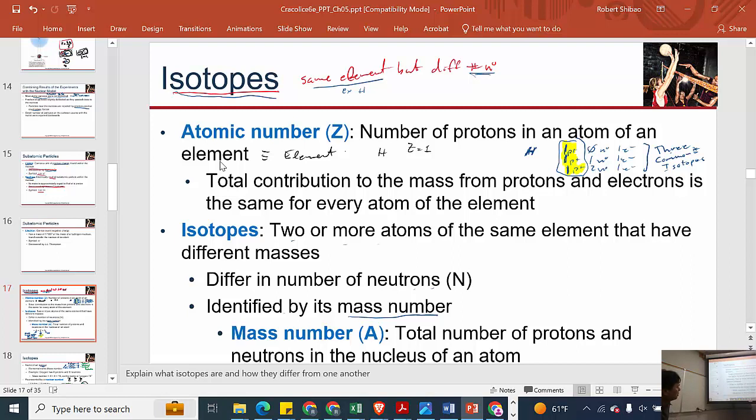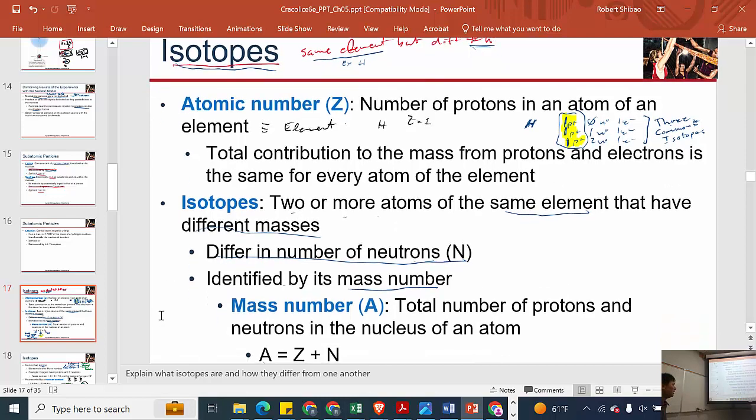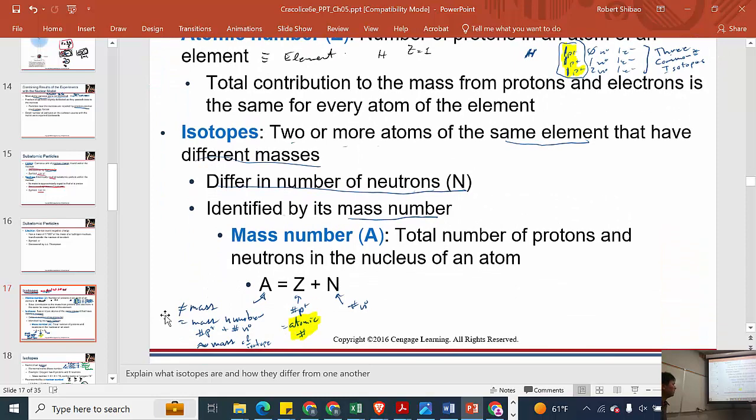So we'll talk about the total contribution of the mass, but isotopes are 2 or more atoms of the same element that have different masses. The reason they have different masses is because they have a different number of neutrons. And so what we're going to do is identify certain things compositionally. The first thing we're going to do is come up with something called the mass number, A. The mass number is equal to the total number of protons and neutrons in the nucleus of an atom.